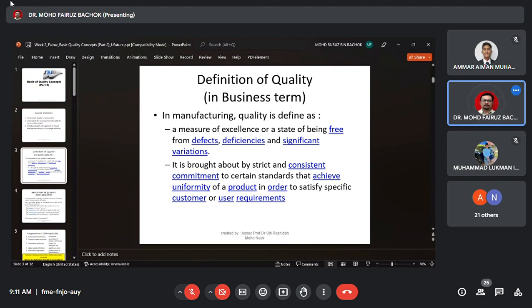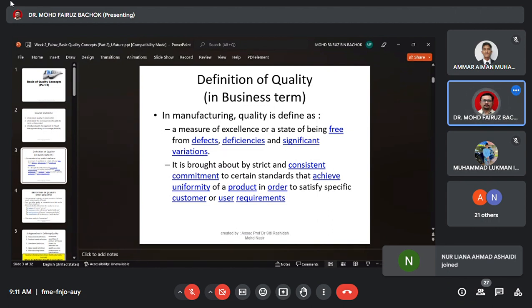If the product is not consistent, it's considered not a quality product. If it's consistent without significant variation, it's considered a quality product. And at the same time, it should be free from defects, or have minimal defects and deficiencies. This is when we talk about manufactured products. Another term, it also should be a strict and consistent commitment to a certain standard. That is uniformity, which means there's no significant variation of product in order to satisfy specific customer or user requirements.